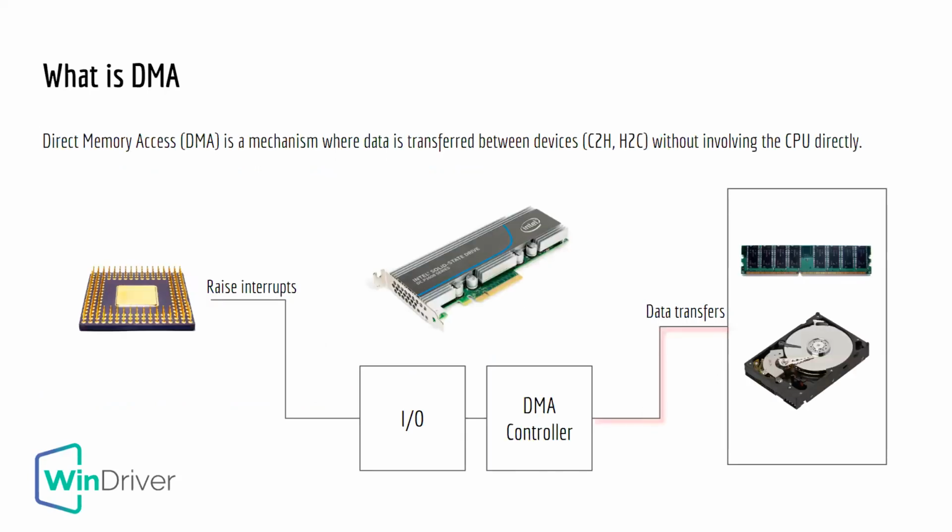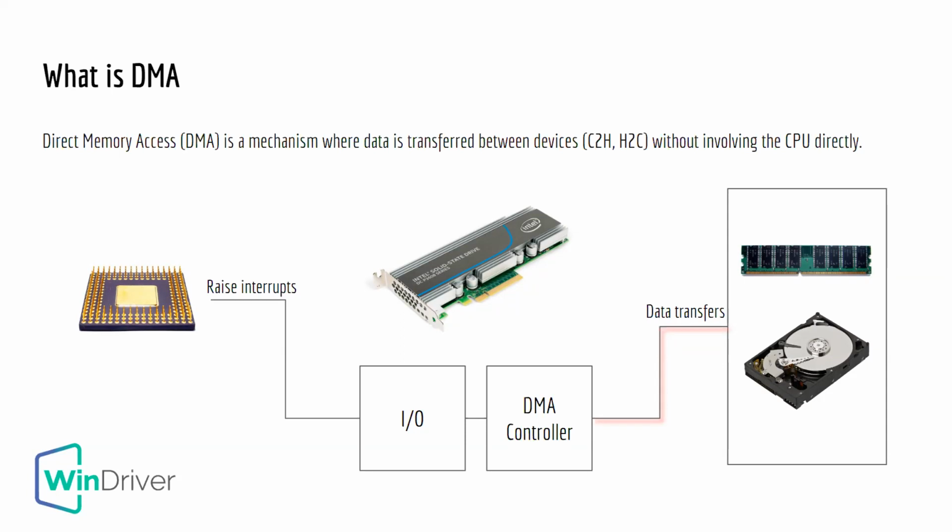So let's go over the definitions and research results. When we talk about DMA, what are we talking about? DMA is a mechanism where data is transferred between devices without involving the CPU directly. It can be either card to host or host to card. This is the most general definition I could find.